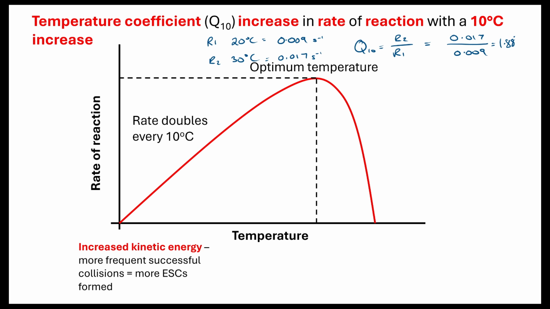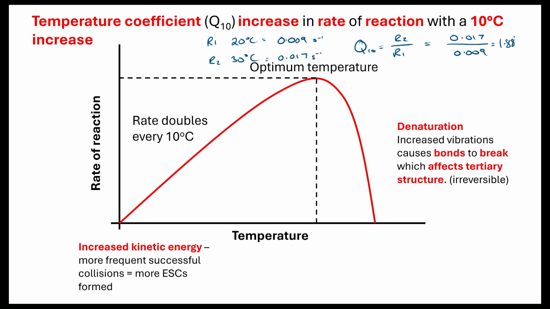If we increase temperature higher than the optimum, we can see that the rate of reaction actually drops down. And that's because of denaturation. We are increasing the temperature, and that temperature is going to increase vibrations within the enzyme. This is going to cause bonds to break, which will affect the tertiary structure of the globular protein.